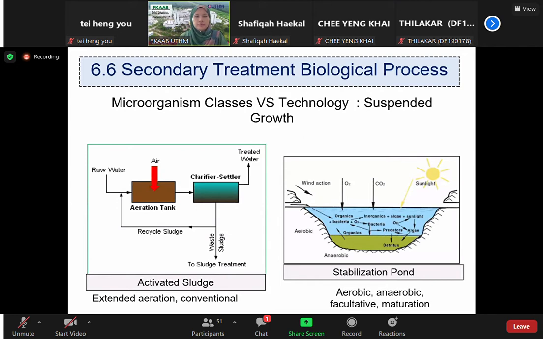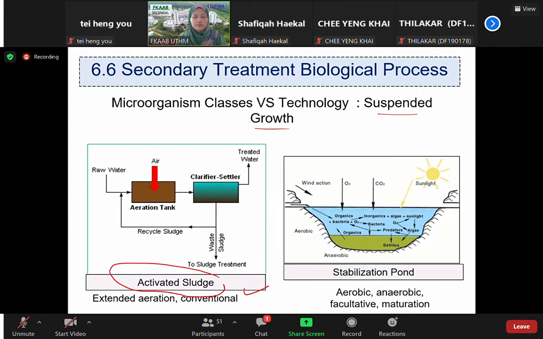Okay, yang ini menggunakan kaedah suspended ni means ni sebenarnya conventional system. Ini pun conventional juga tapi dah jarang, very rare to have this system in Malaysia: stabilization pond. Sekarang ni we are more into the activated sludge. Okay, so we just have the settlement. So this is an example of the suspended growth. We have raw water, we have the aeration. Jadi kalau ada secondary treatment, we have aeration. Okay, kita ada clarifier or settlement.